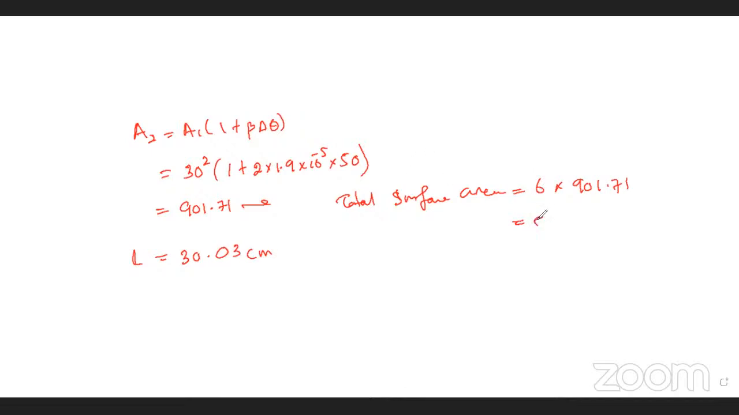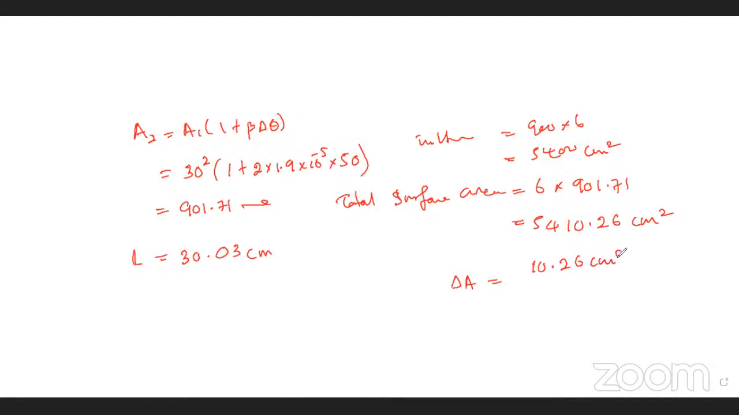So it will be 5,410.7. The initial total surface area is 900 times 6, that's 5,400. So the increase in area is 10.26. Right. Very well.